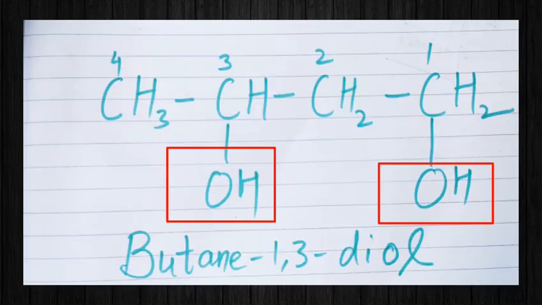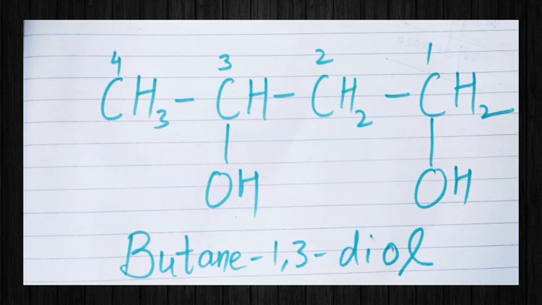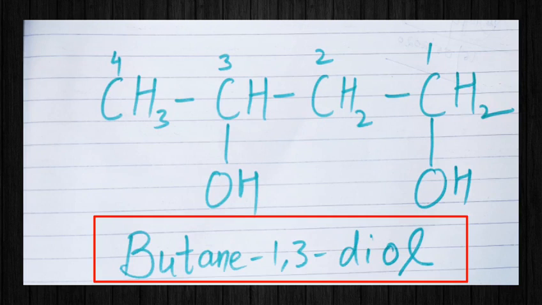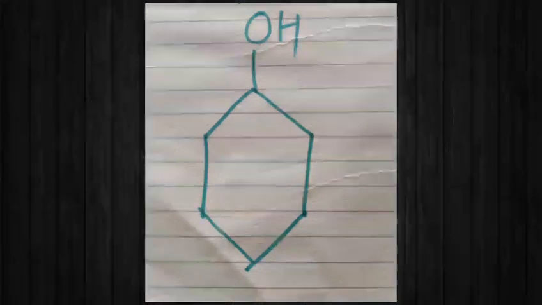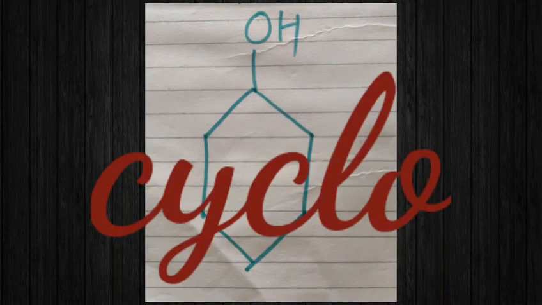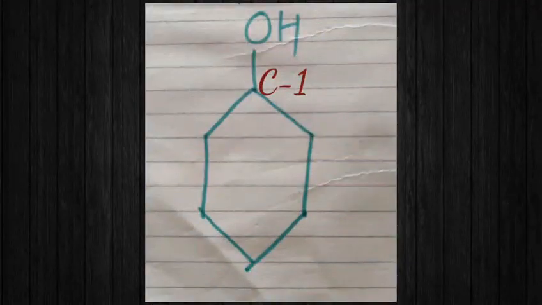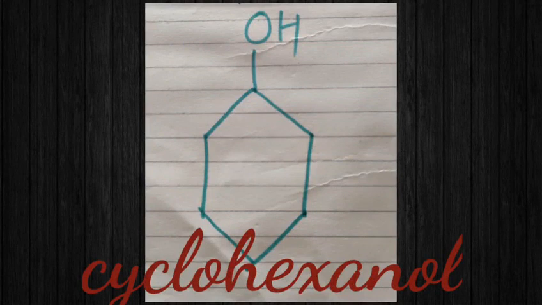In this structure there are two OH groups. So we will apply the rule of set of locants. According to the lower set of locants, we will do the numbering from right to left. So the name of compound will be butane-1,3-diol. Students, cyclic alcohols are named by using the prefix cyclo and considering the OH group attached to carbon 1. So students, IUPAC name of this compound is cyclohexanol.